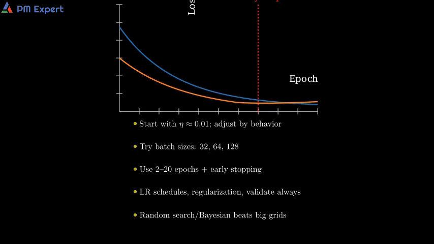3. Try 2 to 20 epochs with early stopping. 4. Consider learning rate schedules, regularization, and always evaluate on a validation set. 5. Prefer random search or Bayesian tuning over a full grid when you have many knobs.